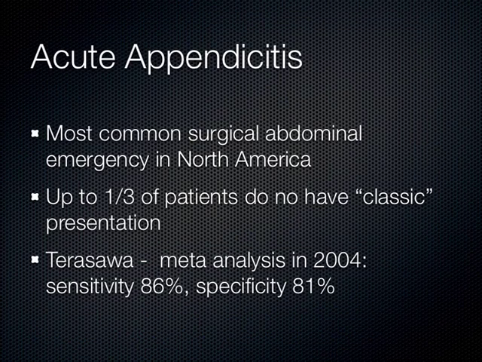Okay, switching gears, finally the appendix. Acute appendicitis, very, very common, okay? It's the most common surgical abdominal emergency in North America. About a third of patients, though, don't have that classic presentation, which is generalized abdominal pain that then locates itself to the right lower quadrant, what we call McBurney's point, and is associated with anorexia and elevated white blood cell count. That's the classic presentation I just described to you.